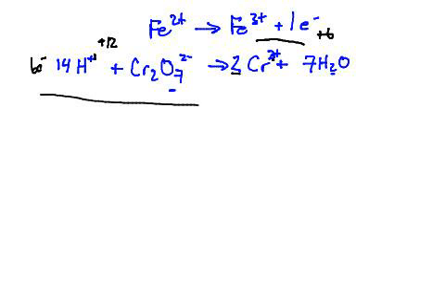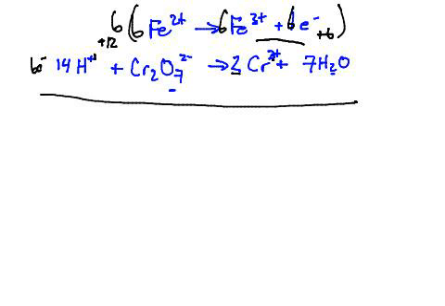Now, when we add these up, we have to have the electrons cancel. Is this a basic solution? No, this is not basic because, if you look at the question, it has hydrogen in it. So it is not a basic solution. So it's just an acidic one. Okay, so the top one needs to be multiplied by 6 because you want to get the 6 electrons. That makes 6 of these and 6 of these.